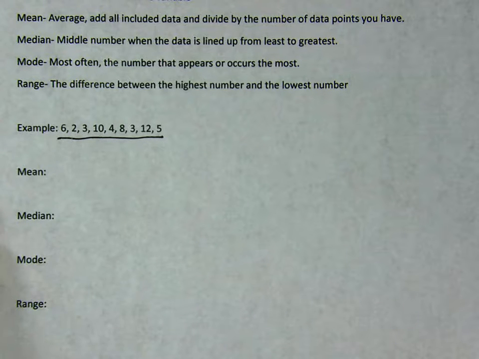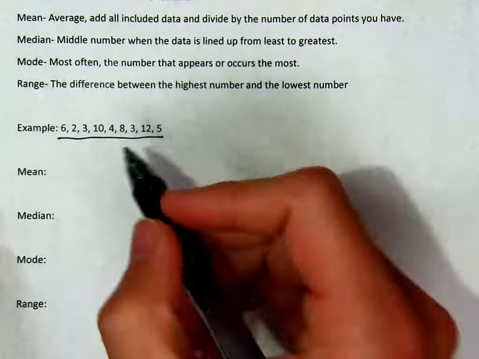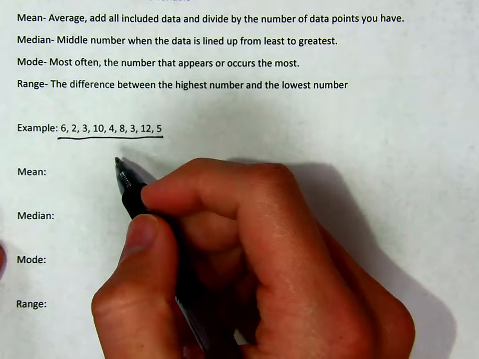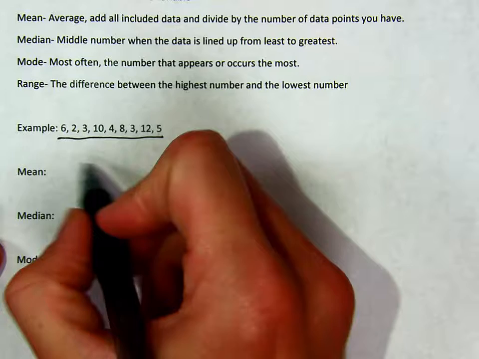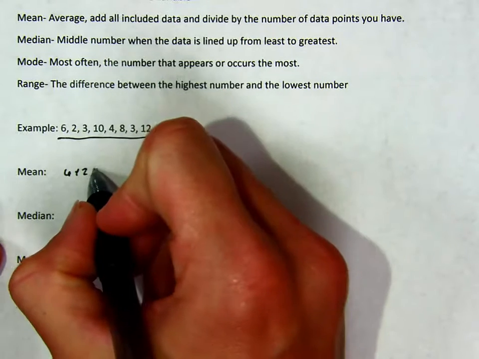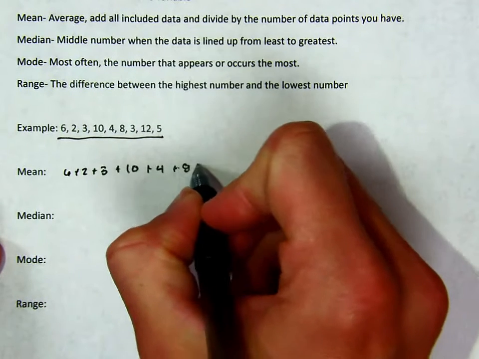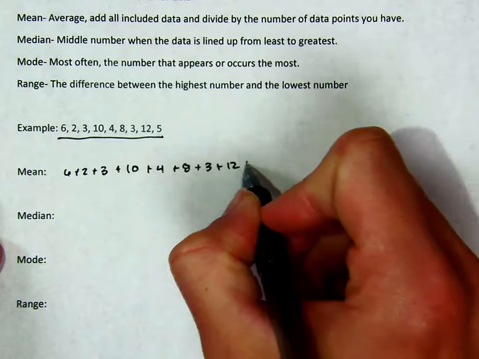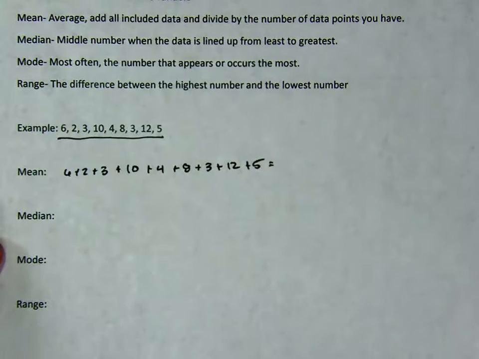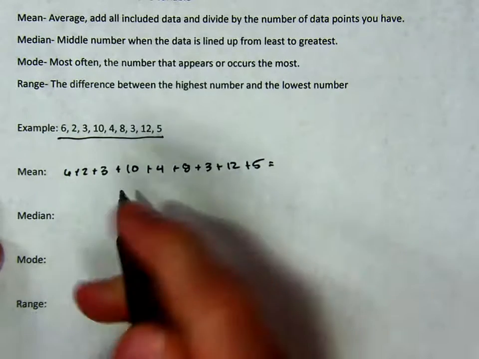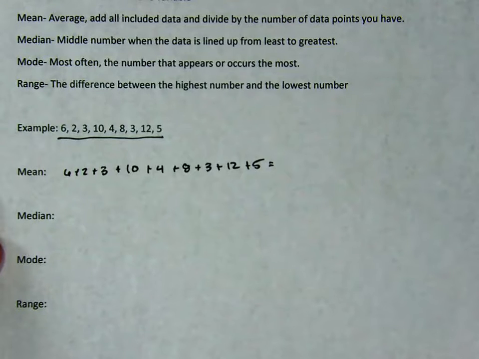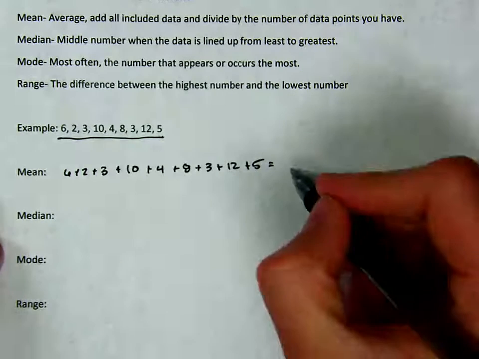So for the mean, based on our definition, we add them all up and divide by the number of values we have. So I'm going to go ahead and add these up: 6 plus 2 plus 3 plus 10, 4, 8, 3, 12, 5, and find my total. I'll give you a second to add those up. Our total is 53.